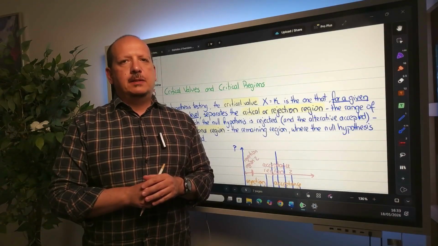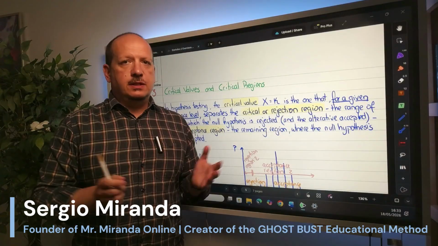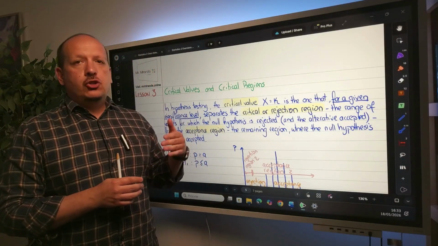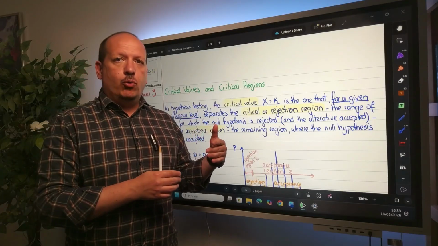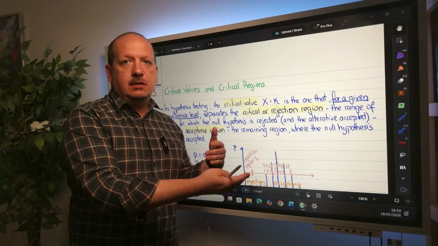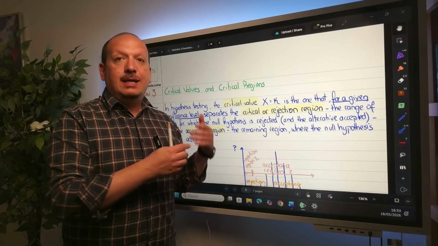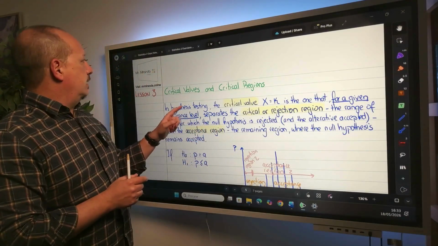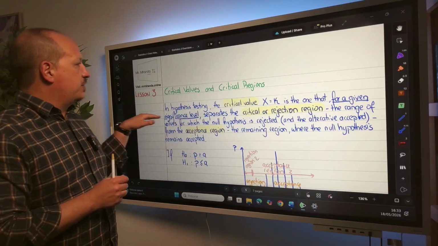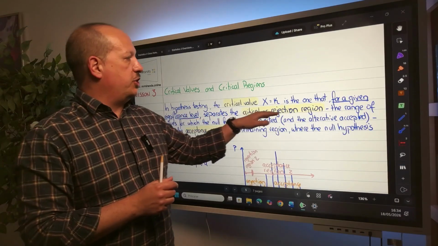If you think a little bit about our previous lesson, it should be obvious that for a certain hypothesis test, whatever it might be, there should be a value starting from which you reject the null hypothesis and you accept the alternative hypothesis, obviously for a certain significance level. This value is called the critical value.